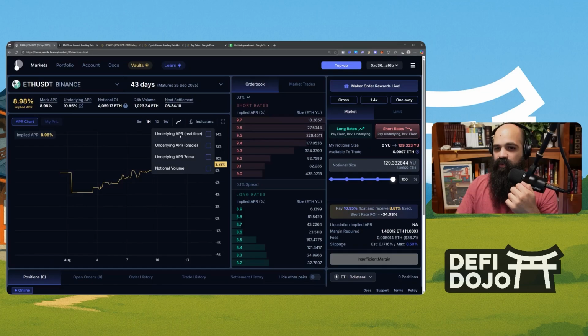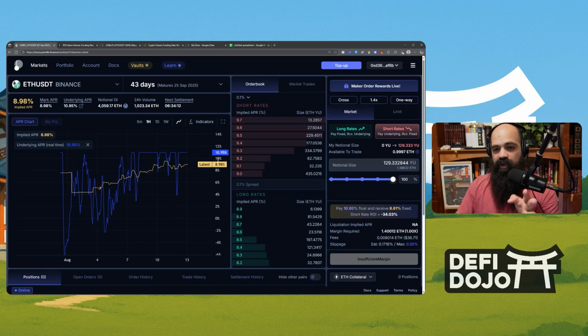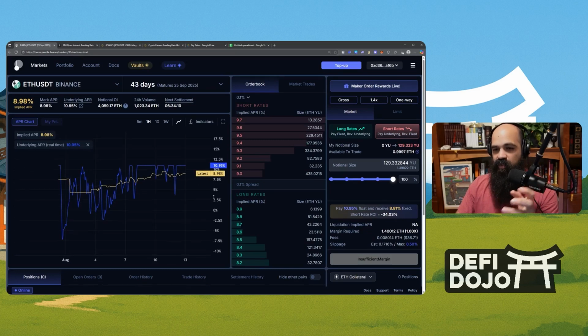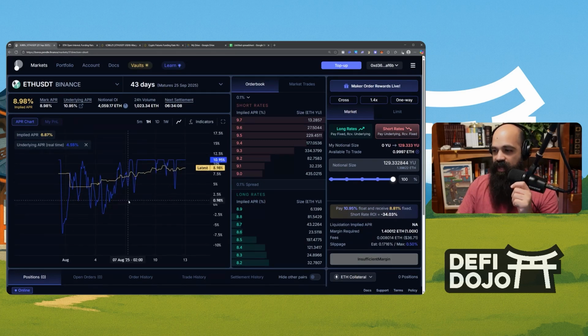If you wanted the actual funding rate, we have a few ways to look at that. I'm going to look at underlying APR real time first. Now, what this shows me is the real time funding rate on Binance.